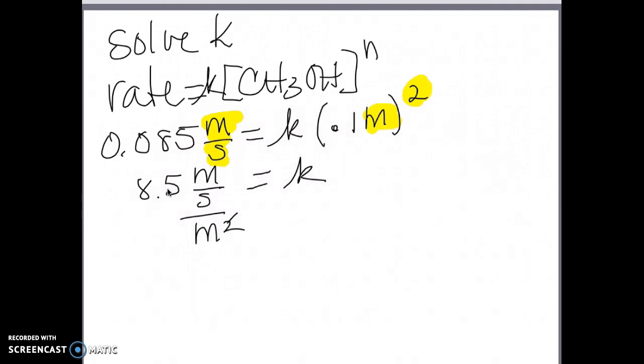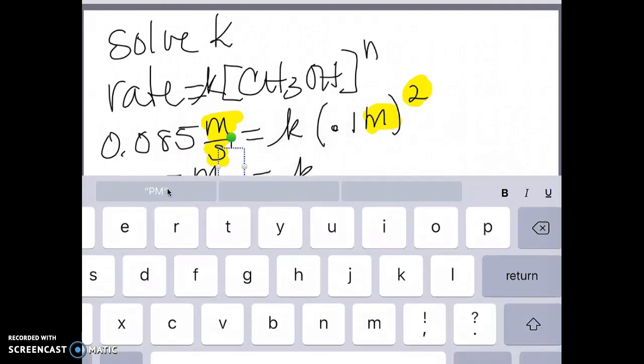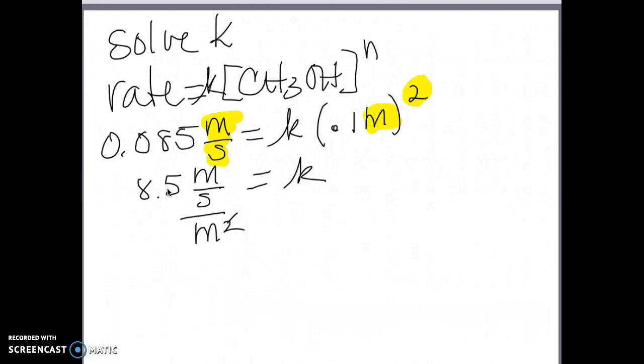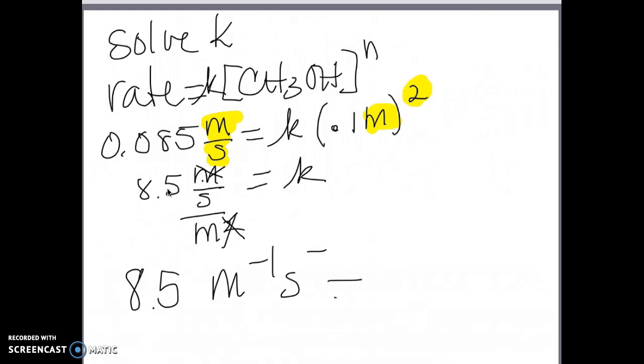Or I'm sorry, that molar is going to cancel out. This molarity is going to cancel out. And what I end up with is 8.5, which would be M to the negative 1, s to the negative 1. And that is what's equal to my k.